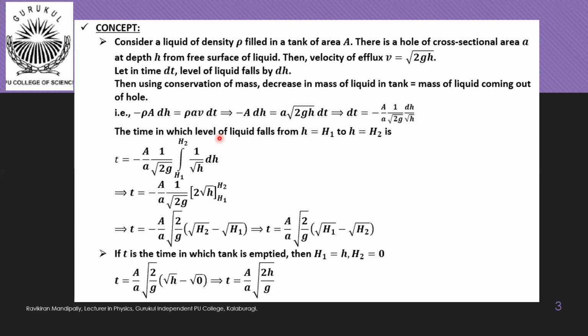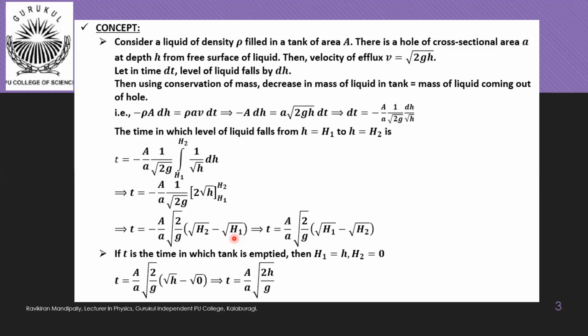The time in which the level of liquid falls from height H1 to height H2 is given by this formula, meaning you need to integrate this dt from this limit to this limit, then you will get the total time. So t is equal to minus capital A by small a into 1 by root 2g into the integral from H1 to H2 of 1 by root h dh, and this integration gives 2 root h. Then substituting the limits, we get t equal to minus capital A by small a into root 2 by g into root of h2 minus root of h1.